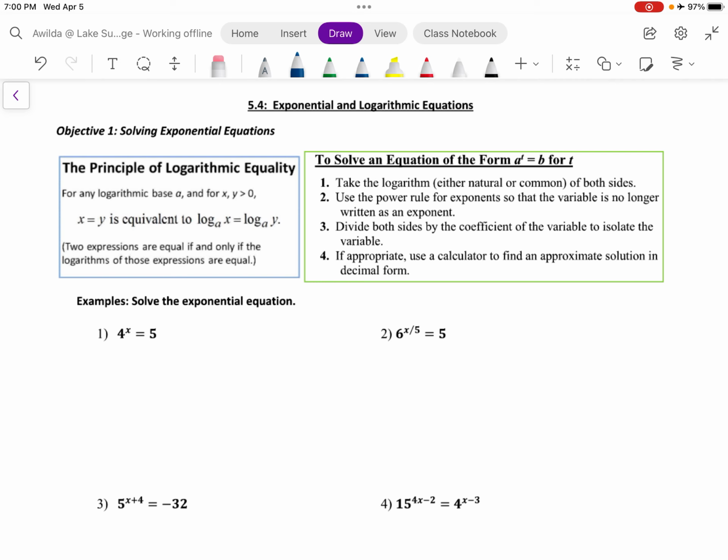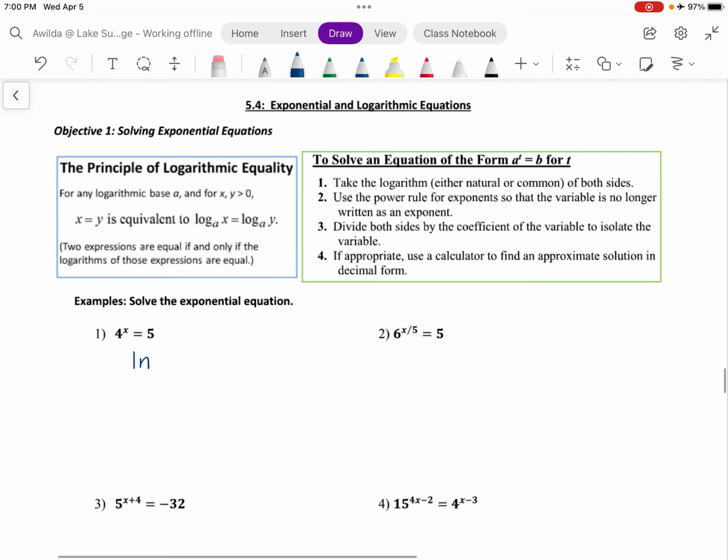I'm going to take the natural logarithm of both sides of the equation. So we have natural logarithm of 4 to the x power equals natural logarithm of 5. Now using the power rule that we saw in the previous section, I can bring that exponent x down as a coefficient of the logarithm. So I can write the left-hand side as x times the natural logarithm of 4, and the right-hand side stays the same.